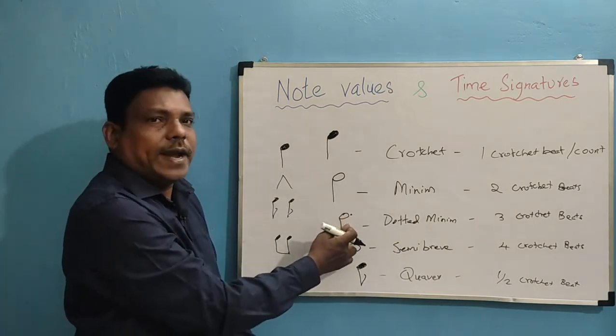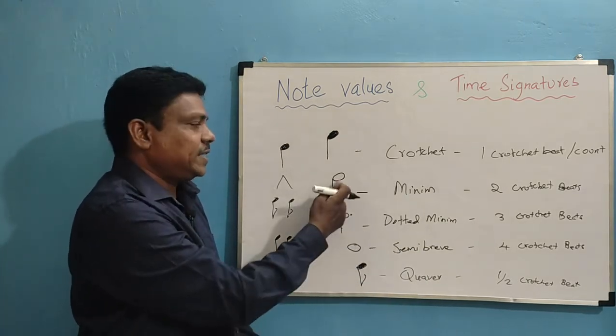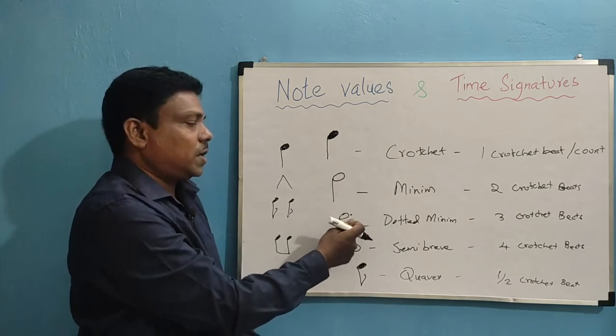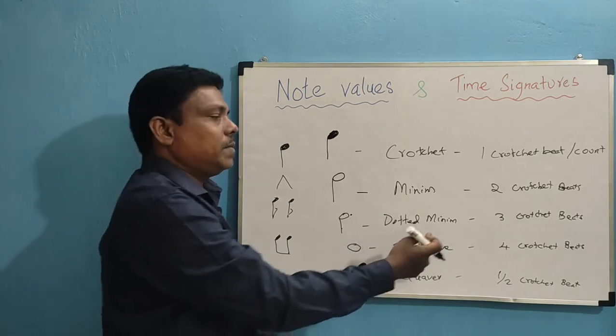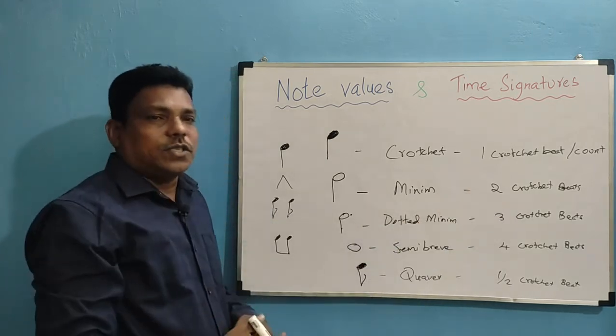A white head with a dot. White head, same like minim, with a dot. So the name of the symbol is dotted minim, and its value is three crotchet beats.